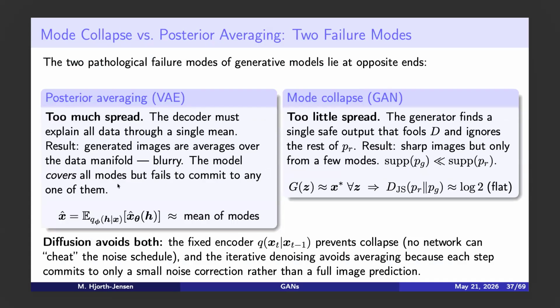There are also some other things with the variational autoencoders. The decoder must explain all data for a single mean, so sometimes the generated images are averages over the data manifold. They can be blurry. The model covers all modes, but fails to commit to any one of them. That can be a typical problem. Diffusion then avoids the problem of mode collapse and also the so-called posterior averaging in variational autoencoders, and that typically prevents the collapse into just one of the modes.